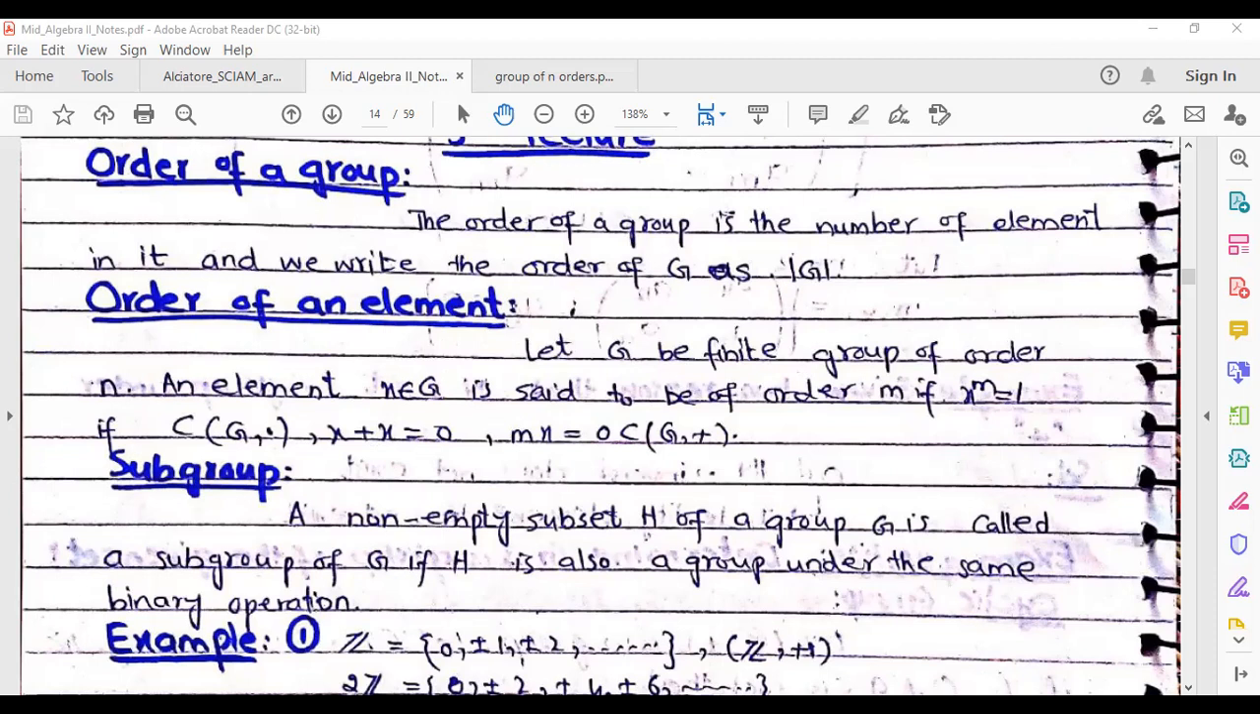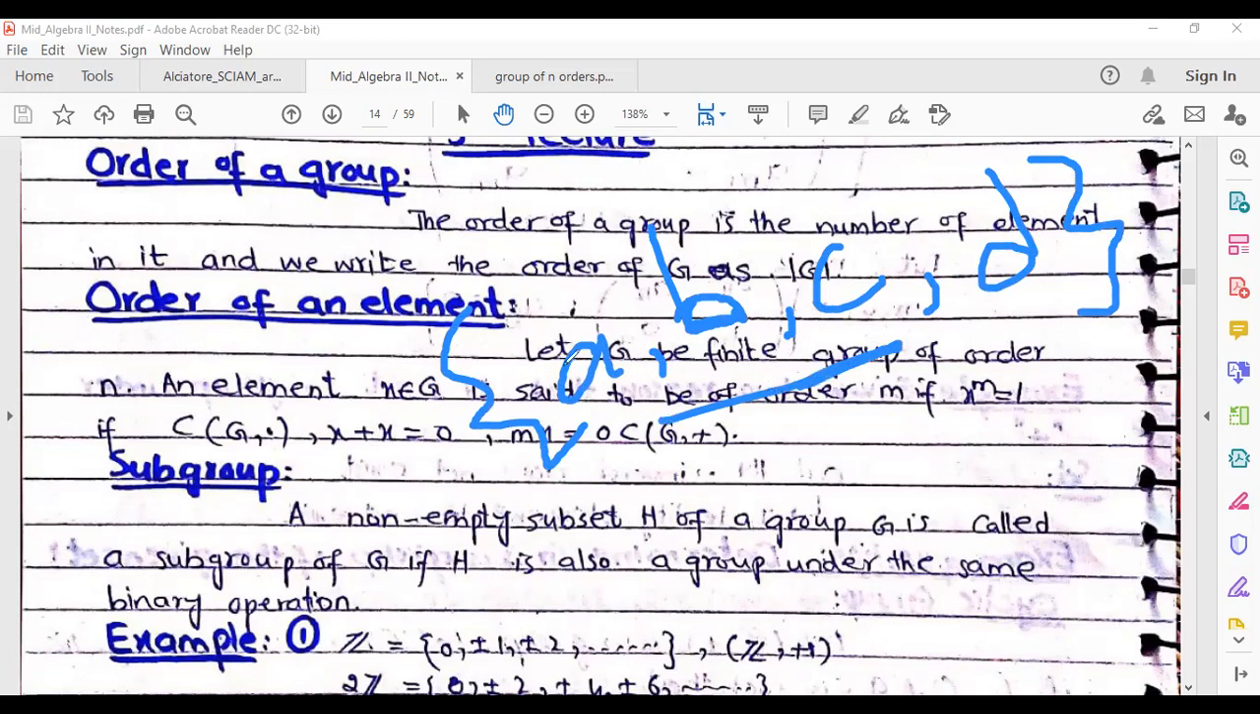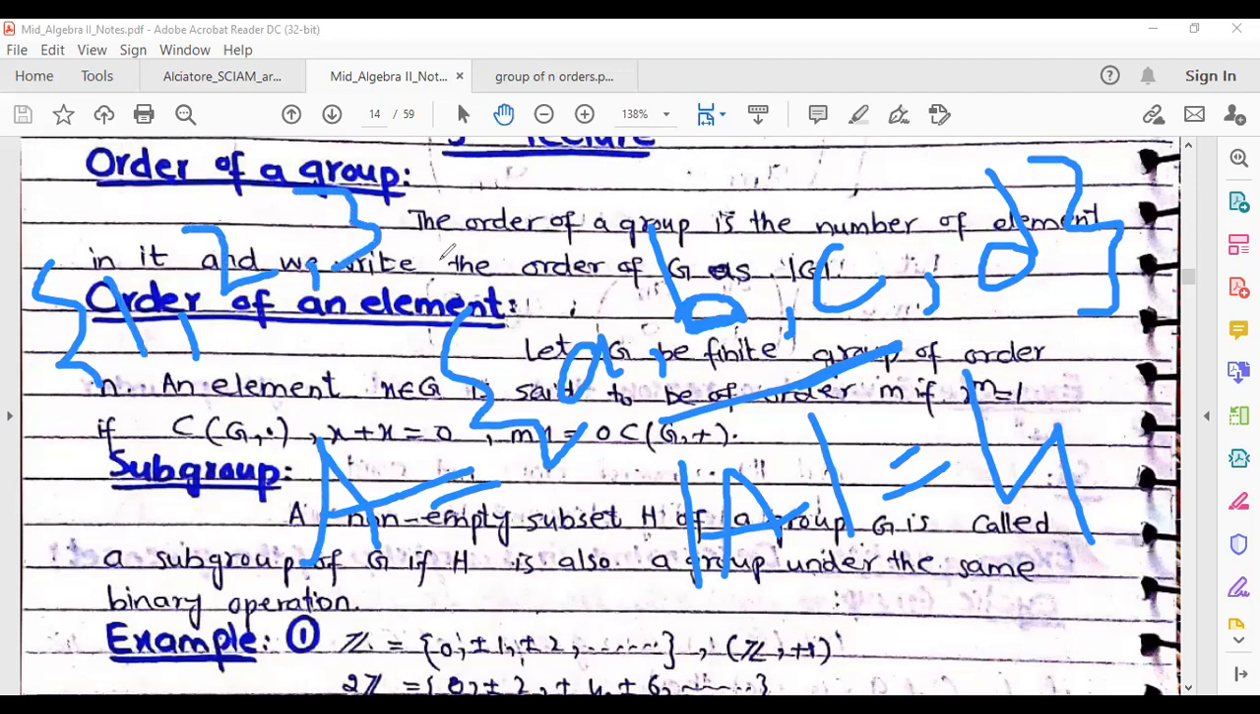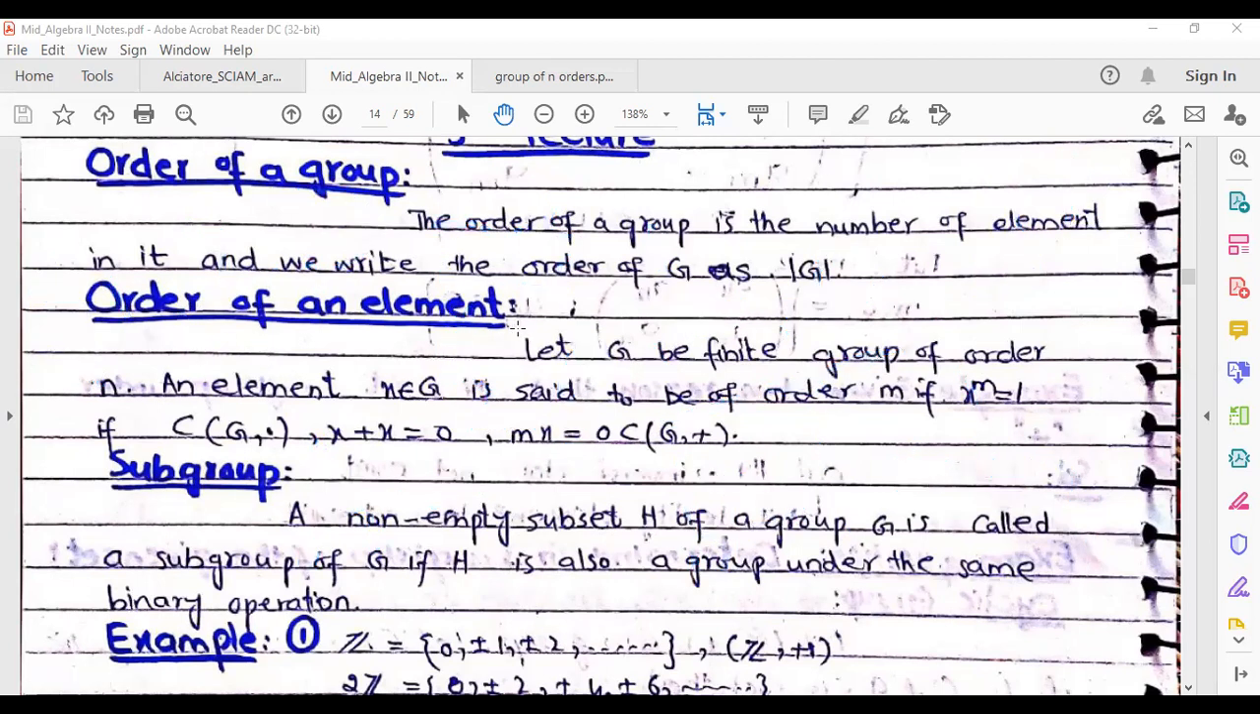For example, if you have one set A, B, C, and D, how many elements does this set contain? You see clearly it has 4 elements, and we name this set A. So order of A is equal to 4, meaning the number of elements in a set is the order of the set. Or if a set has infinite elements, 1, 2, 3, and so on, then it has infinite order. Its order is not defined and it is infinite. Okay, so the order of an element is a totally different term from the order of the group.